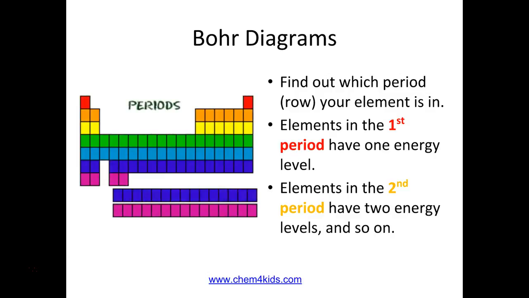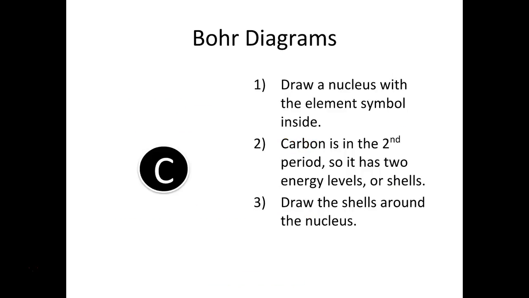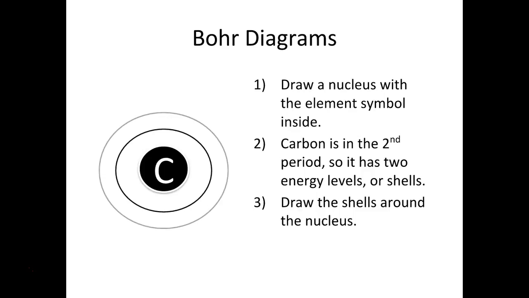Then you need to find out which period or row your element's in. Elements in the first period we know have 1 energy level. Elements in the second period have 2 energy levels, and so on. So you draw a nucleus with the element symbol inside. Carbon's in the second period, so it has 2 energy levels or shells. And then you draw those shells around the nucleus.